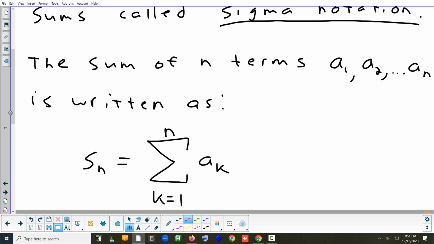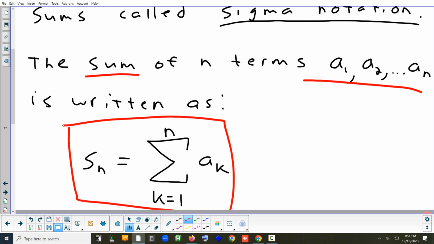All right, so let's say that we want to represent adding up a bunch of numbers. The first, the second, the third, the fourth, the fifth, the sixth, maybe all the way up to the 100th term. That's the notation that we can use.